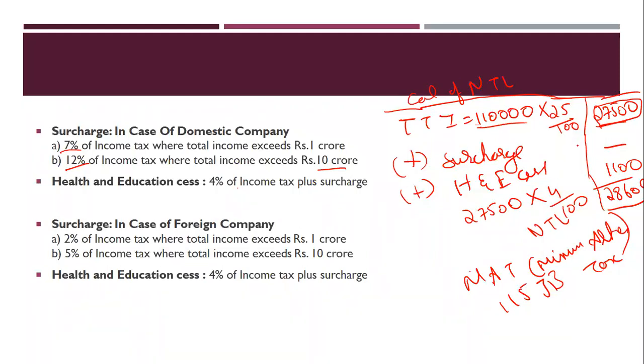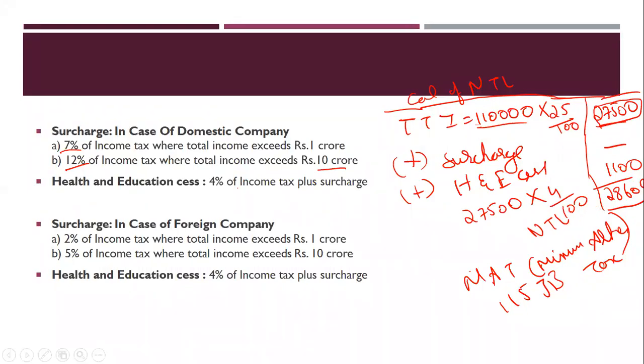Here health and education cess is compulsory, that is 4% on my tax value. So in this case, the tax value is 27,500. On this 4%, I am getting 1,100. So we have to total this, and then we will be getting the normal tax liability.